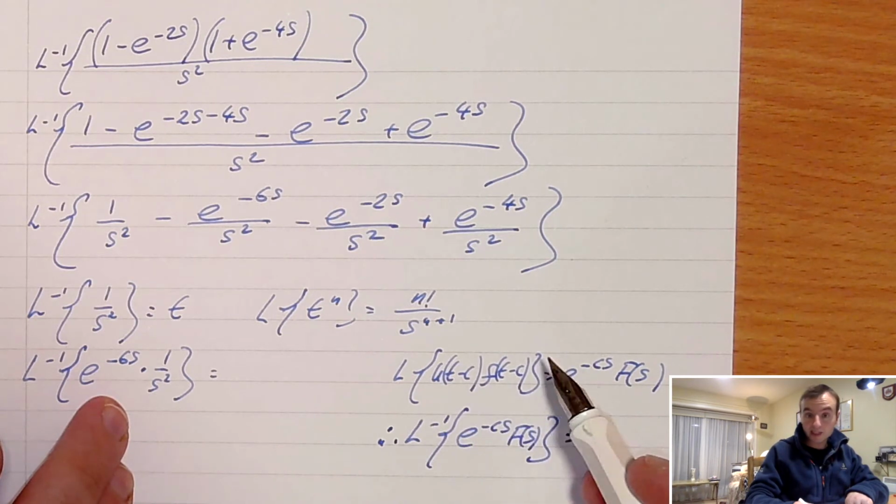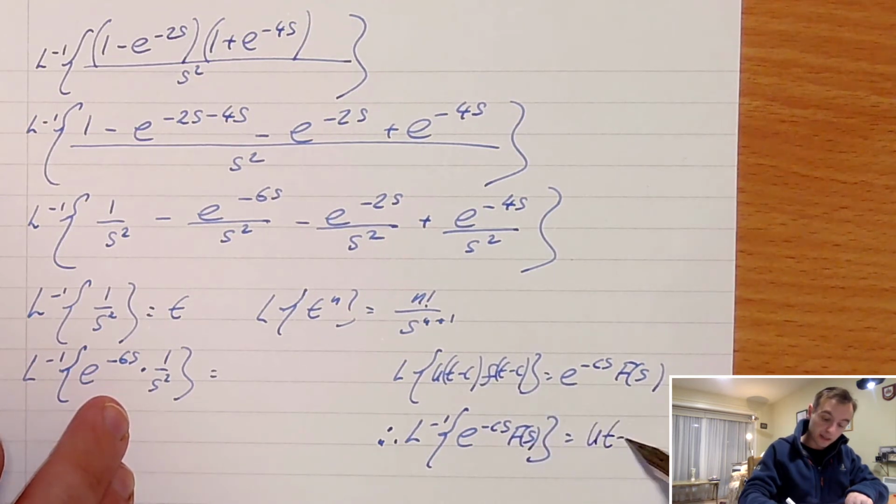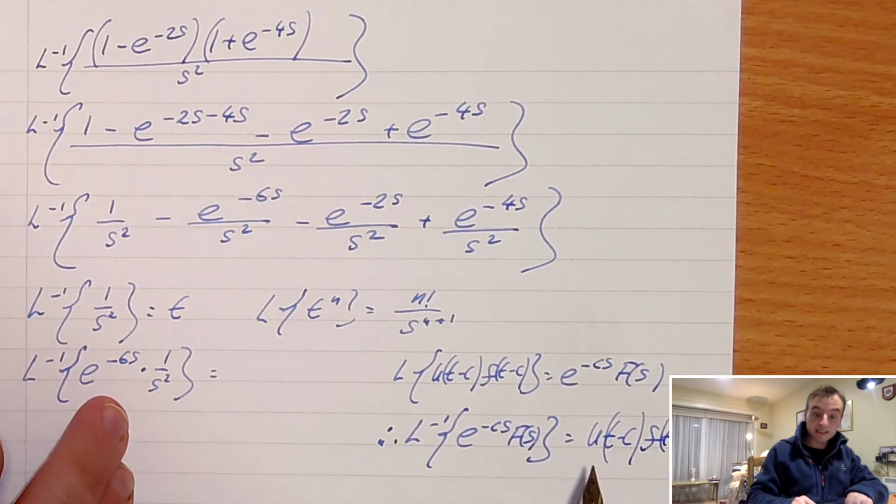So an inverse Laplace transform of a Laplace transform cancels all Laplace operations, and we're just going to be left with a function of u(t minus c) f(t minus c). And that's obviously providing that F(s) is the forward transform of f(t).